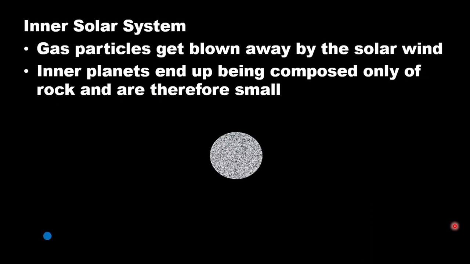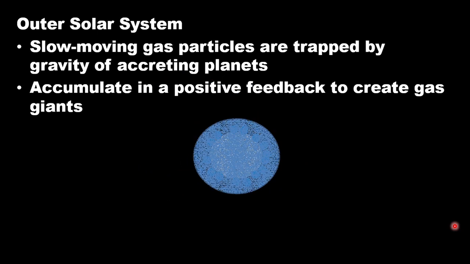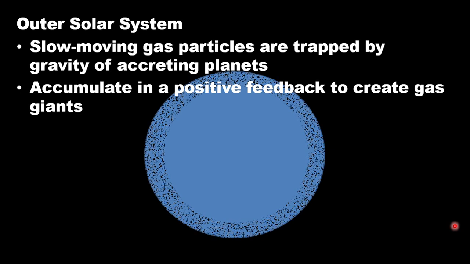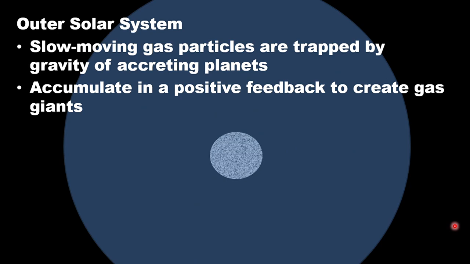What that also meant is that it affects, as kinetic molecular theory tells us, the speed with which the particles are moving. So in the inner solar system, where the temperature was high, the gas particles were moving too fast to be trapped by the growing accreting planets, and the planets ended up being made only of rock and were therefore quite small. On the other hand, in the outer solar system, where the temperatures were much lower out beyond the frost line, the gas particles are moving very slowly. They could be held by the gravity of the accreting rocky planets, and they built up these massive atmospheres through this positive feedback loop to end up as gas giants.